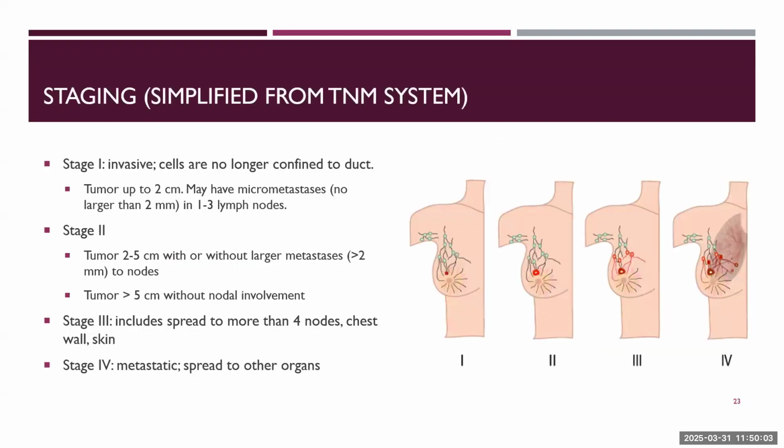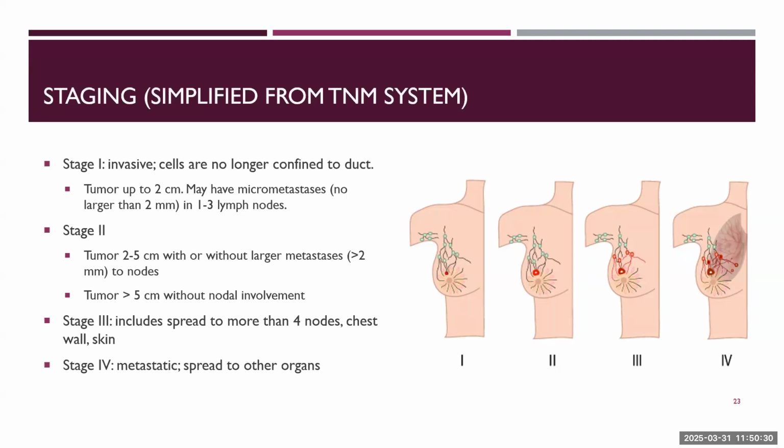So for staging, this is simplified from the TNM system, just looking at the tumor, the nodal involvement, and then whether they have distant metastases or not. For stage 1, this is going to be invasive. The cells are no longer confined to that duct. The tumor may be up to 2 centimeters in size. They might have micrometastases, but no larger than 2 millimeters in 1 to 3 lymph nodes.